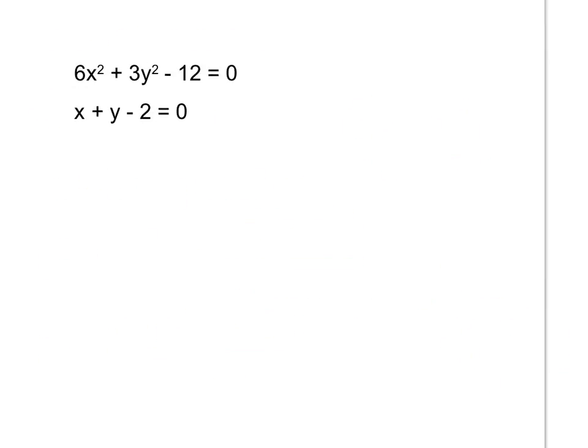Okay, last one. In fact, you guys can do this one on your own. Why don't you stop the tape and solve this. It looks like we have an ellipse and we have a line, so we could have up to 2 answers here: 0, 1, or 2. Go ahead and solve this algebraically, and I'll be back in a moment with your answer.